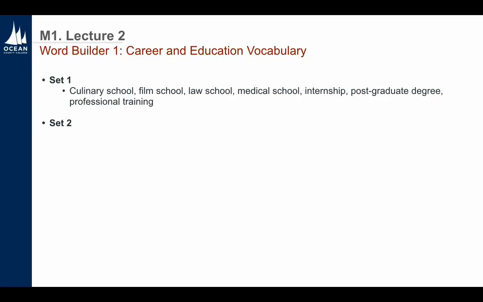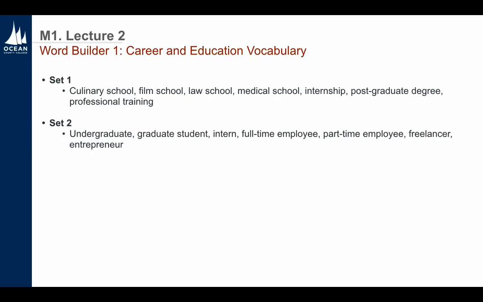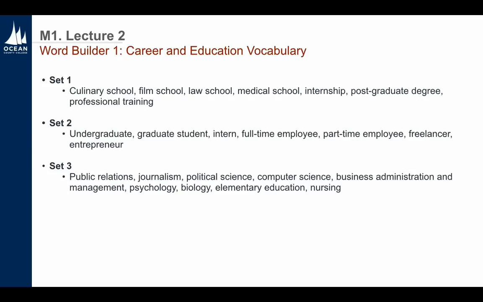Okay, for Set 2, again, listen to how I pronounce the word. Undergraduate, graduate student, intern, full-time employee, part-time employee, freelancer, entrepreneur. And again for Set 3. Public relations, journalism, political science, computer science, business administration and management, psychology, biology, elementary education, nursing.